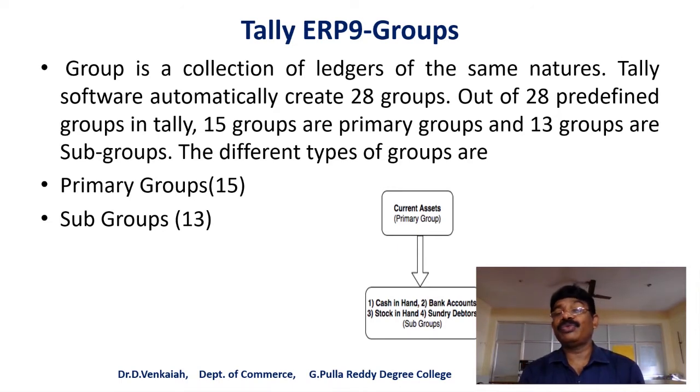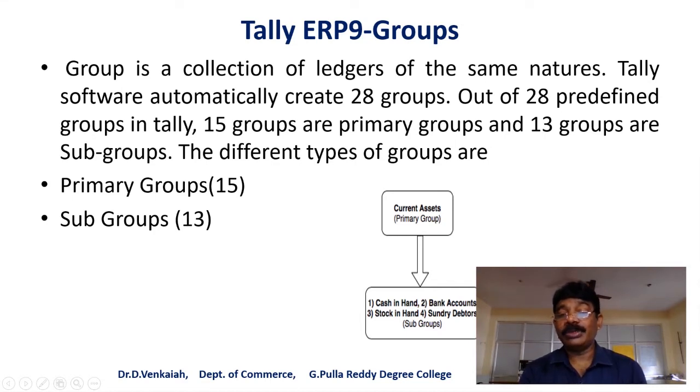Group is a collection of ledgers of the same nature. Look at the example itself, look at current assets. Under current assets, the ledgers are cash in hand, bank accounts, stock in hand, sundry debtors. These are the subgroups. Under the main group, primary group or main group current assets, we had cash in hand, another one is bank accounts, another one is stock in hand, another one is sundry debtors. These are subgroups. Under one main group, there are 4 subgroups.